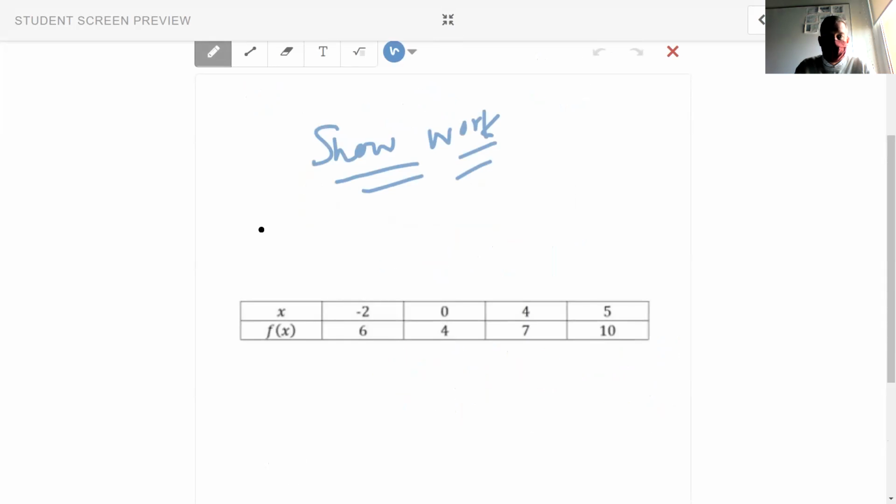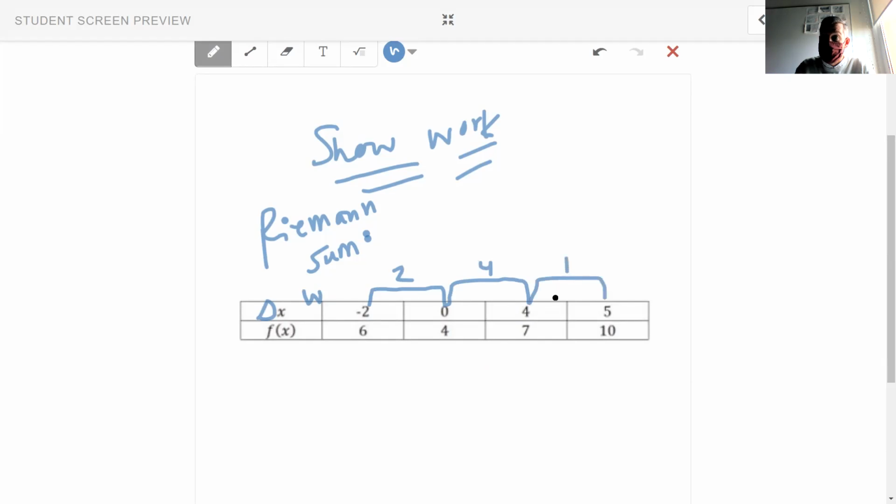Number 3 is a Riemann sum. Okay, so when I do a Riemann sum, what I need to do is basically break this down into rectangles. We're always going to find our width is going to be our change in x of our rectangles. So from -2 to 0, that's a width of 2. From 0 to 4, that rectangle has a width of 4. And from 4 to 5, that has a width of 1.